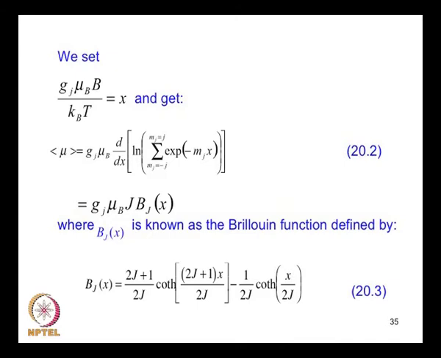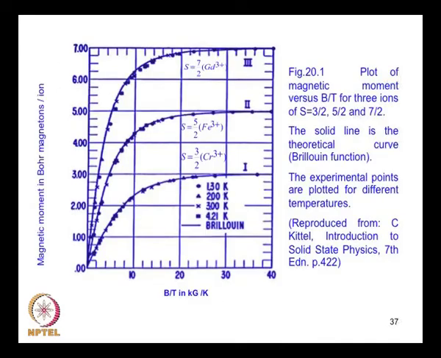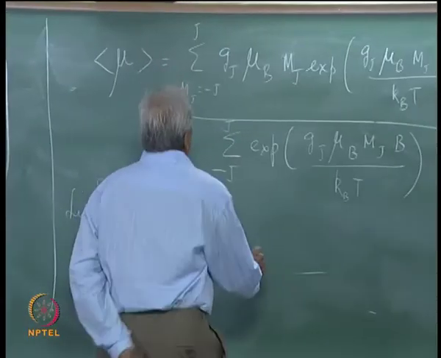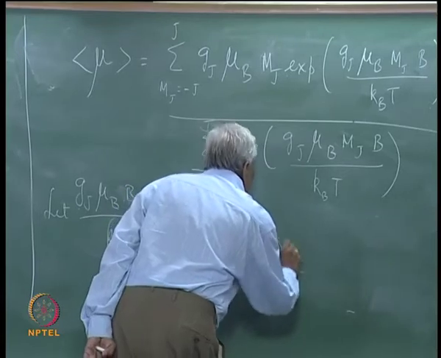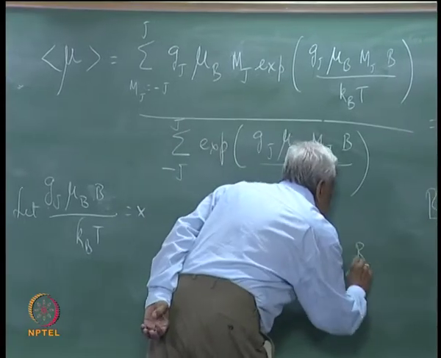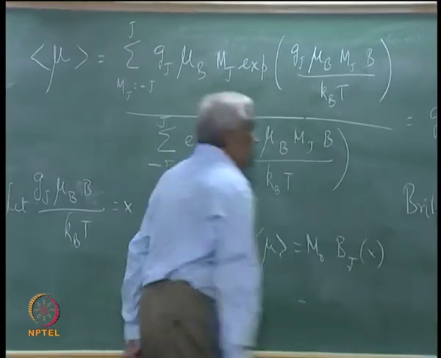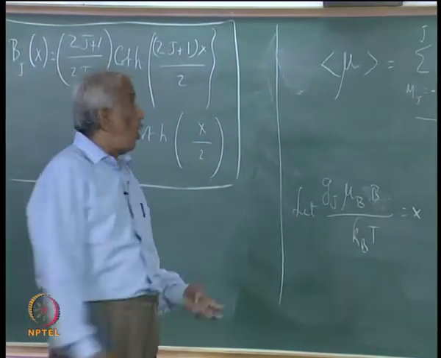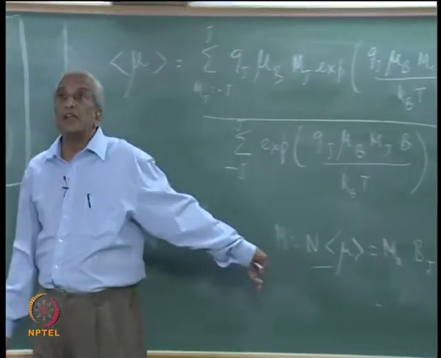So, this is the form of the Brillouin function. It is rather easy to make this substitution and arrive at this form. So, this is the form of the Brillouin function, which enters the expression of the magnetic moment. So, for a given j value and a given B value and so on, M can be written as M naught B j of x, where M naught is a saturation value, the maximum possible value, when all the n spins are aligned parallel to the applied magnetic field.